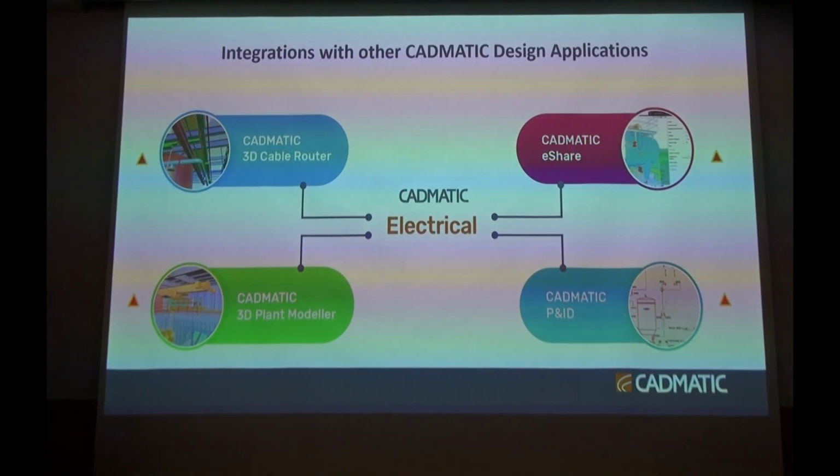So, previously we didn't have any kind of integration yet with our other systems with Electrical. But now we are able to connect with the cable router, and I will show you an example video of how it works. We also have connections with eShare, 3D modeler, and PID. So we can move data between the systems and keep everything up to date. It doesn't matter where you make the change, the data always flows and everything is up to date.